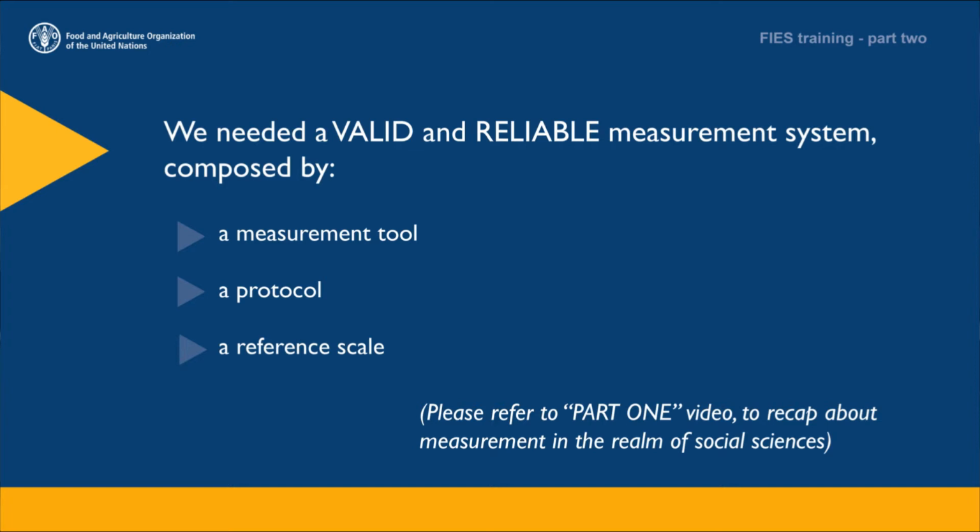So the first thing I would like to comment is that whenever you want to propose a measure, you need to create a system that is composed of three different objects, three different tools. You need the actual measurement tool, which in our case is a questionnaire, a module that you include in a survey. You need to have the description of the protocol that you need to follow to use the tool. And then you need a reference scale. If you don't have a reference scale, you cannot determine the possibility of comparing measures obtained in different contexts.